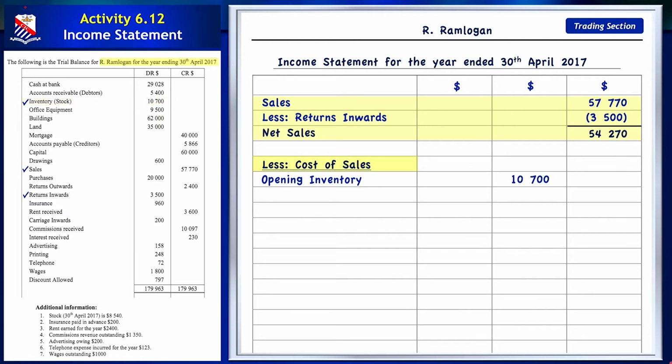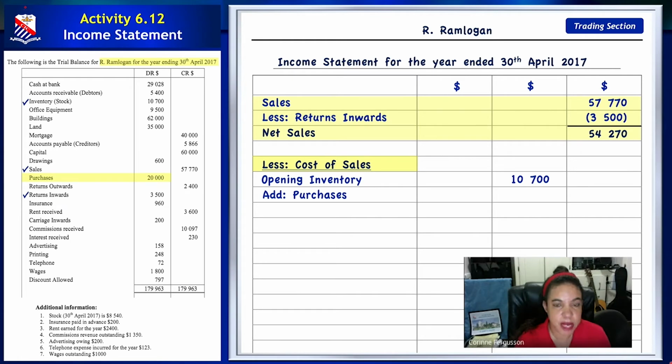Next thing that you do, add purchases. When you add your purchases may have some adjustments to be done, so you would check to make sure that it doesn't have like returns outwards and carriage inwards. So you have your purchases 20,000, but you also have return outwards and carriage inwards. So which means that your purchases of 20,000, we're going to put it in the first column so that we can do those calculations.